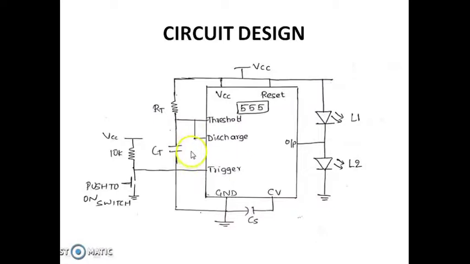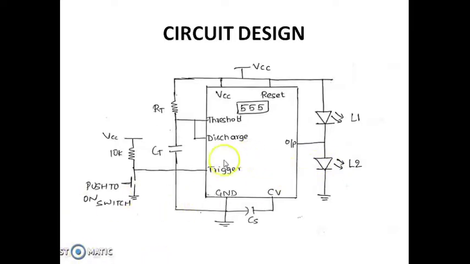Initially the trigger value is above VTH, therefore the output will be at 0. Thus a potential difference is created across L1, that is, this is VCC and 0. Therefore L1 turns on. When we push this push-to-on switch, the trigger value will be 0, that is, less than VTL. Therefore the output will make a transition from 0 to VCC. Thus now a potential difference is created across L2. Therefore L2 turns on, but here L1 turns off.